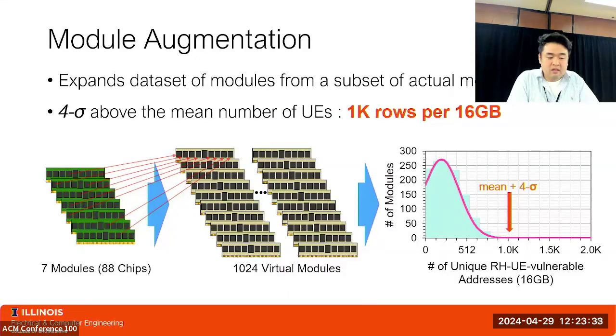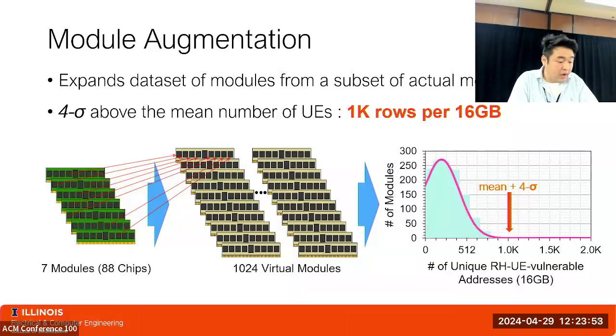Also, we expanded the data set of hardware modules. After taking the Rowhammer-induced bit flip addresses from 80 chips across 7 modules, we constructed 1024 virtual modules. We consider each chip as an independent random variable.